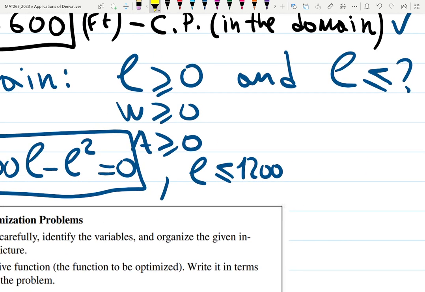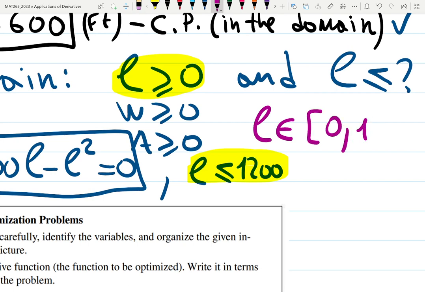Bigger than 0, less than 1200. And you can say L belongs to, the symbol with a tongue means belongs, 0 to 1200. That is your domain for L. Domain for L means domain for W, domain for both means domain for A, and so on.